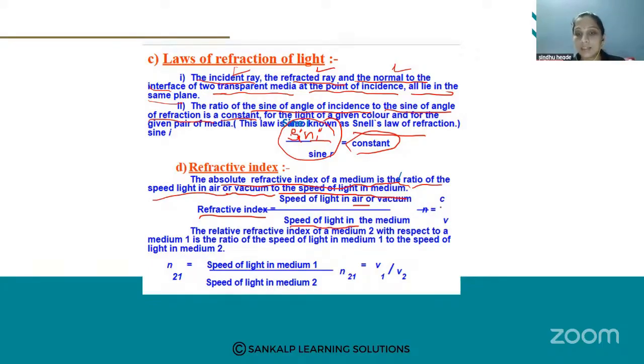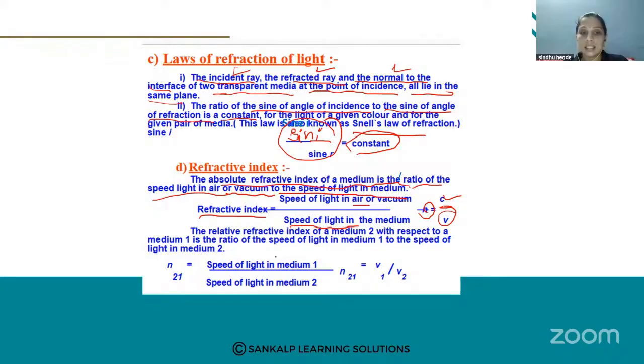Here we have written it using notation. Speed of light in air is denoted by C and speed of light in medium is denoted by V. So refractive index is the ratio of speed of light in air to speed of light in medium. This is called refractive index.